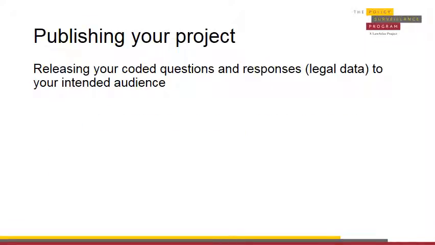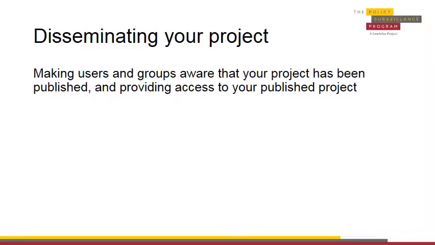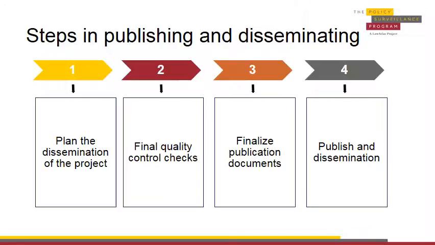Publishing your project consists of releasing your coded questions and responses to your intended audience. Disseminating your project consists of making users and groups aware that your project has been published and providing access to your published project. These are the steps you follow when publishing and disseminating your project. The following slides will detail these 4 steps.